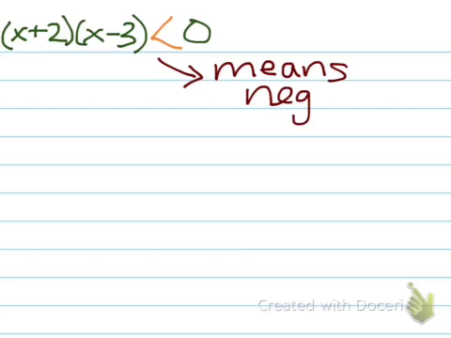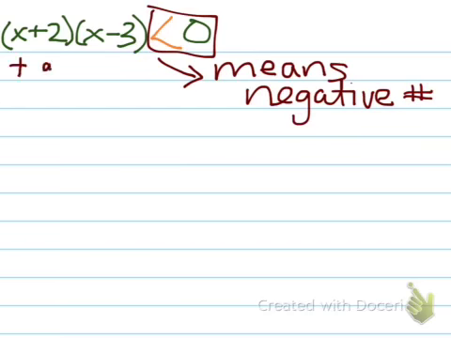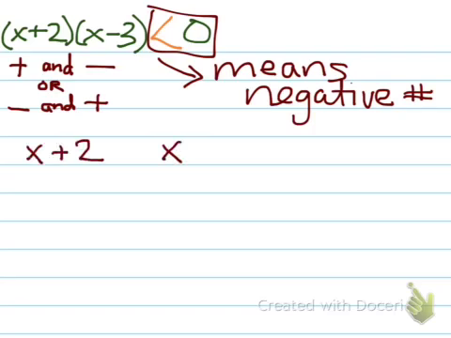So if it's less than 0, it means that it's going to be a negative number. So looking at two numbers, in order to get a negative product, you'll multiply either a positive times a negative or a negative times a positive. So we have to do both of those cases to solve the problem. So let's go ahead and get started.